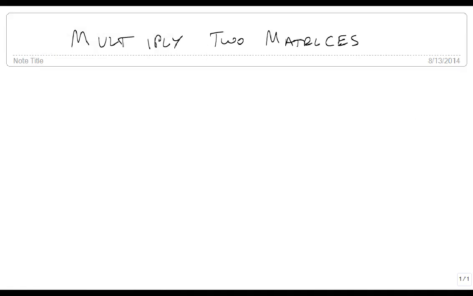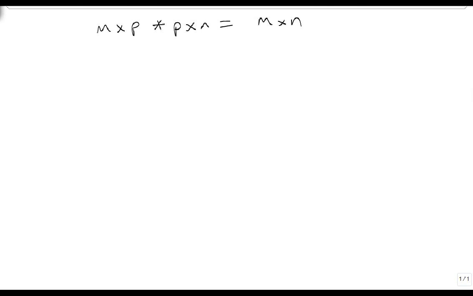We're now going to talk about how we multiply two matrices. In particular, what we're looking at is taking an m by p times a p by n and showing how we get the m by n matrix. We're going to look at an example, and I'll explain what I'm doing as I'm going.